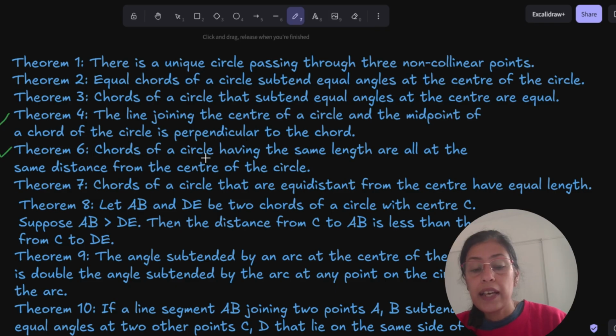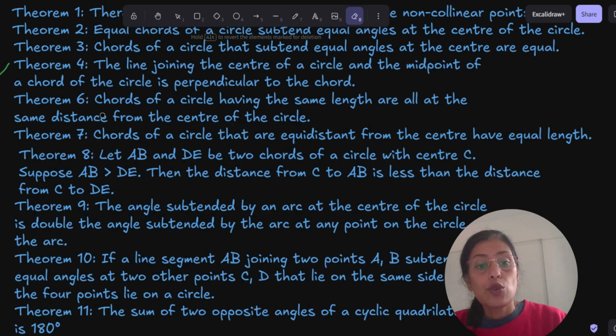Okay, this is saying that chords of a circle having the same length are all at the same distance from the center of the circle. But not this; I mean the converse of this theorem. If we draw a perpendicular to the chord from the center of the circle, it divides the chord into two equal parts. So these are the two things you need to remember about this theorem 4.